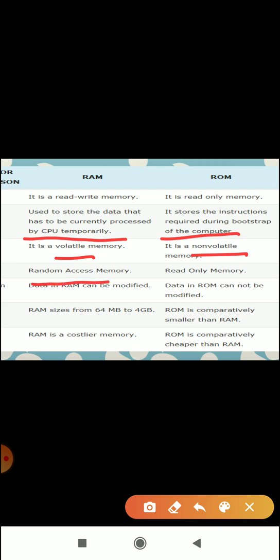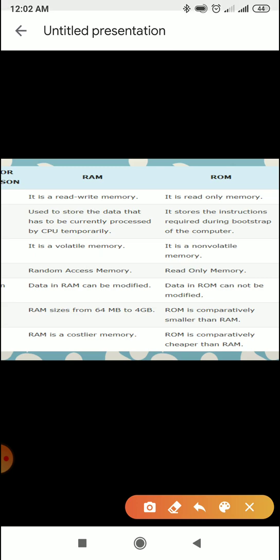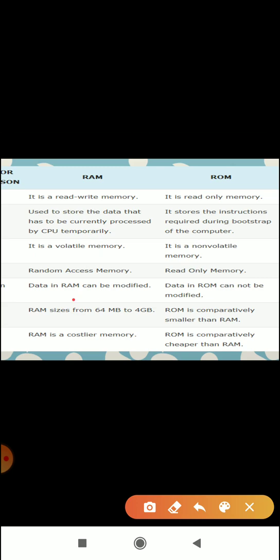The full form of RAM is random access memory, and ROM is read-only memory. Next, data in RAM can be modified. Data in ROM cannot be modified. RAM size varies from 64 MB to 4 GB. ROM is comparatively smaller than RAM. RAM is costlier than ROM. ROM is cheaper than RAM.